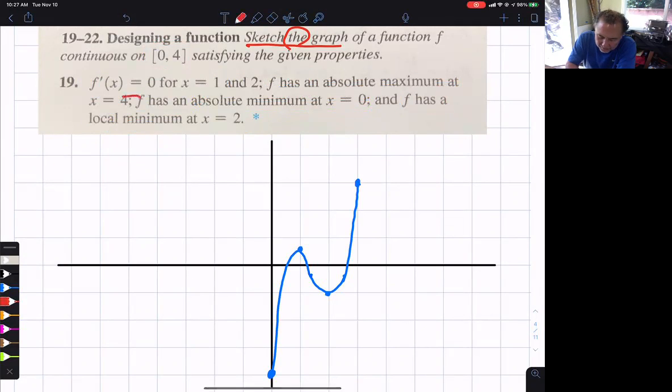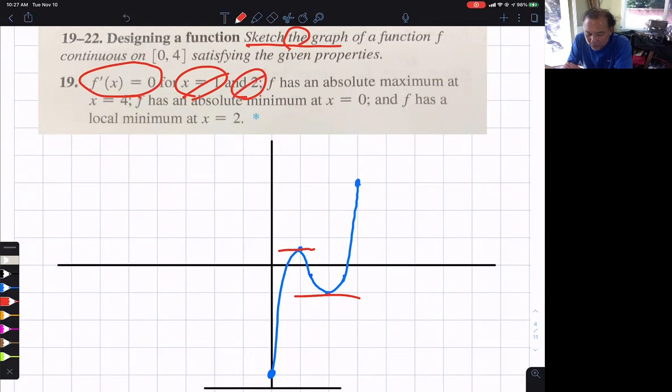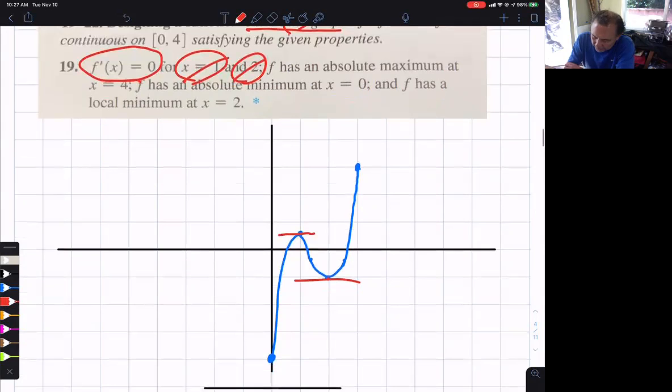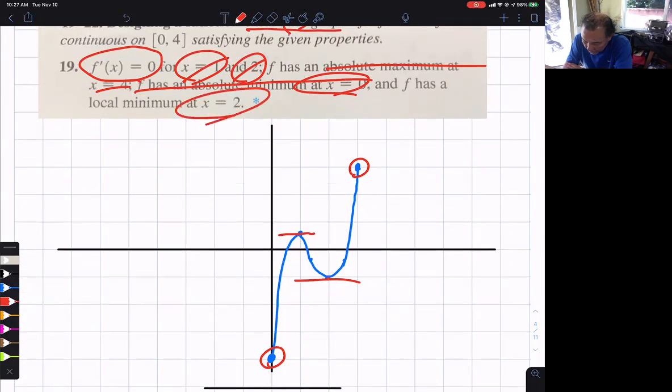Is the derivative 0 at 1? Look, at 1, the slope of the tangent line looks like 0. That's taken care of. Is it 0 at 2? At 2, yeah, we look good on that. Do you have an absolute maximum at 4? Yep, that's the biggest point. Does it have an absolute minimum at 0? Yep, that's the lowest point. And do you have a local minimum at 2? Yes, that is the local minimum, relative minimum. So that meets all the conditions.